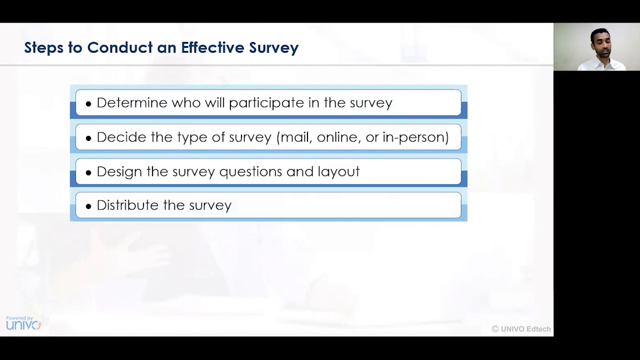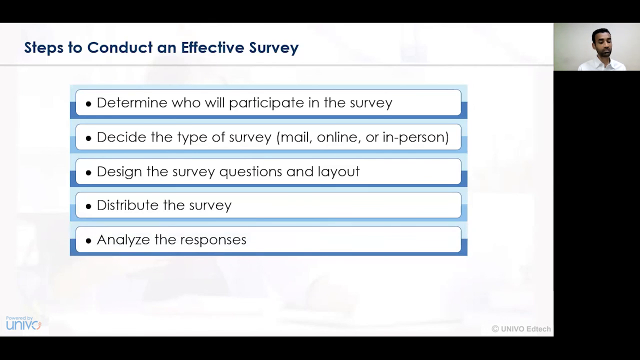The next step is distributing the surveys. So accordingly, we need to distribute the surveys to the different people, and the responses can be collected from the various respondents. The fifth step for conducting an effective survey is analyzing the responses. So accordingly, we need to analyze the various responses, and the data should be collected from the various respondents.